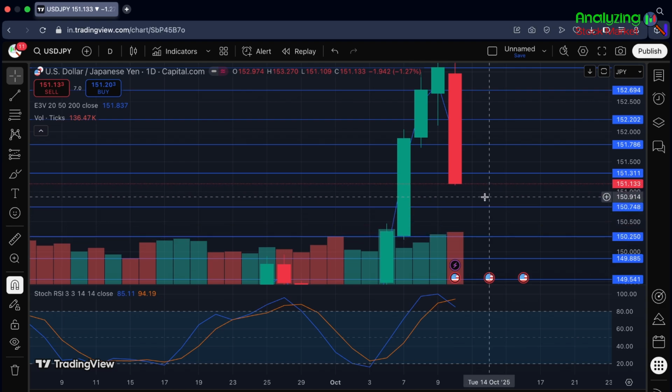If we are going for a long trade, then only go for a long trade when 151.311 gets breached and a 1-day candle closes above this. Then we can go for a target till 151.786. Currently my expectation is a bit negative.